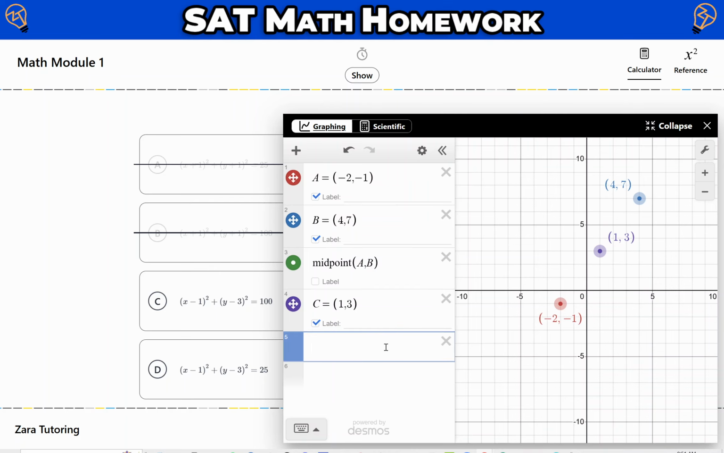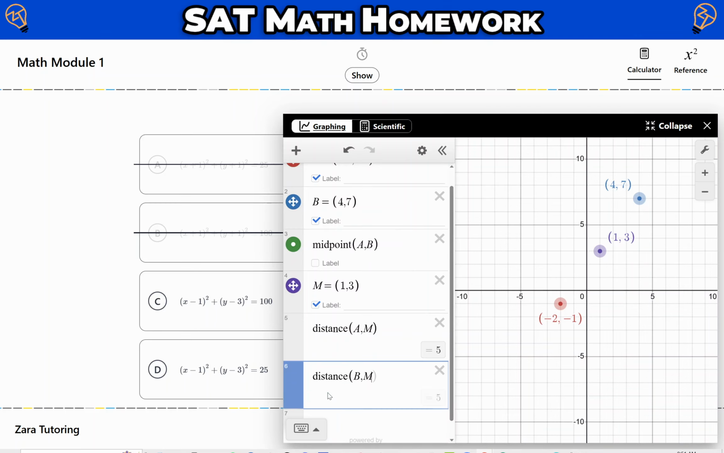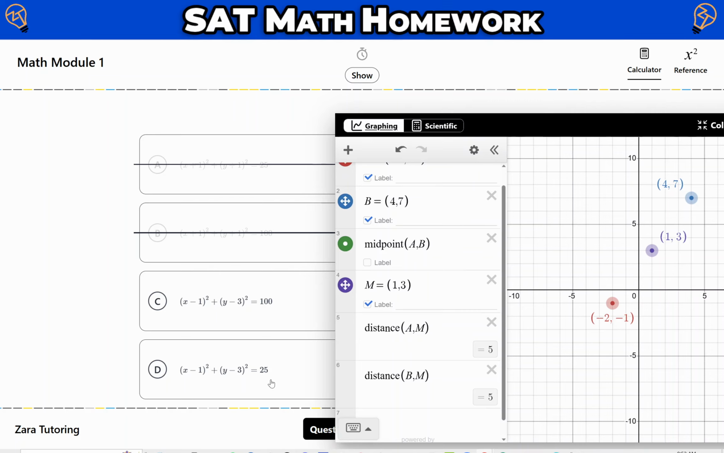Doesn't matter. In fact, we have another command, distance. Make sure we spell it right. Parentheses. And you can go from point A to our midpoint, point C. And really, it probably would have been wise, let's call it M for midpoint. So we can go from A to the midpoint. We get 5. Or we could have gone from B to the midpoint. We still get 5. The fact that the radius is 5 and you have to square it gives you 25, making the correct answer D.